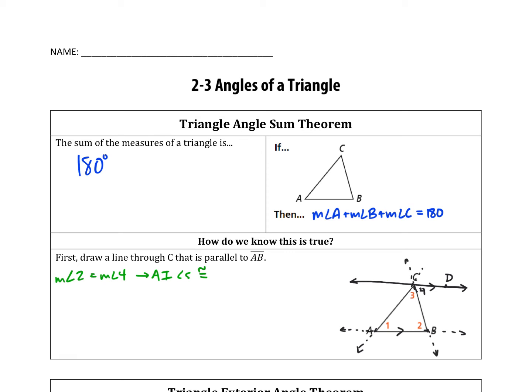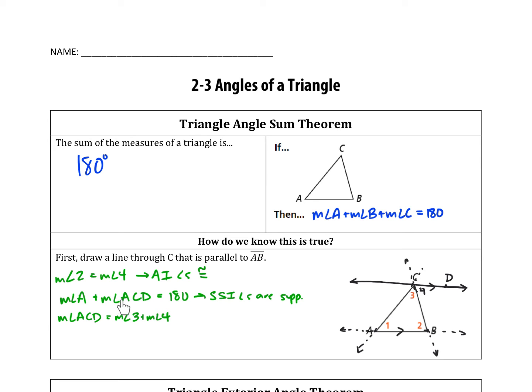I know that the measure of angle A plus the measure of angle ACD should equal 180 because same side interior angles are always going to be supplementary. But then I also can say the measure of angle ACD is equal to the measure of angle 3 plus the measure of angle 4. And we know that this angle's measure is angle 3 plus angle 4, and that's the angle addition postulate.